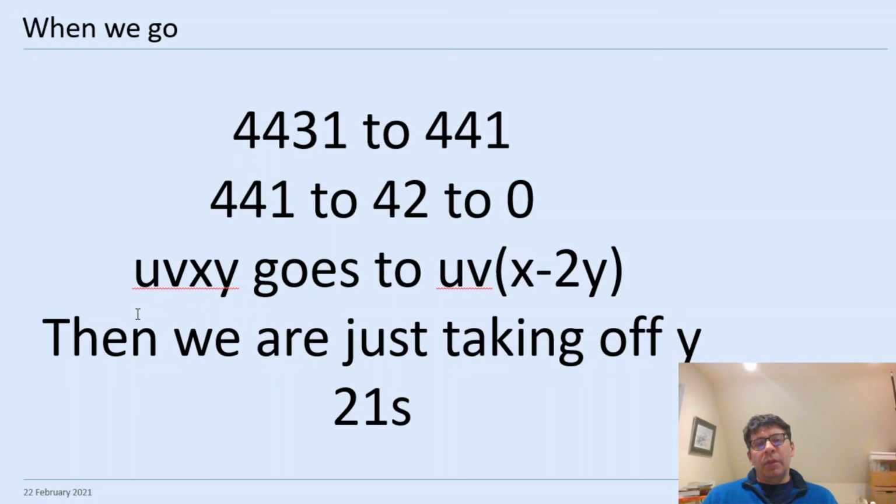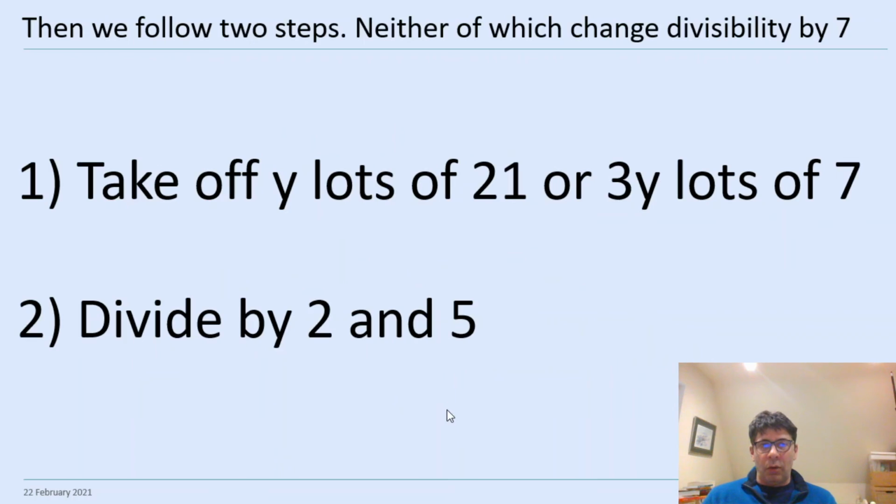So, generally speaking, UVXY is turned into UVX minus 2y. So, to do this, each time we're taking off y 21s, or 3y 7s. So we're taking off a bunch of 7s. And then finally we get a number which has a 0 on the end. So to get rid of the 0, we divide by 2 and 5.